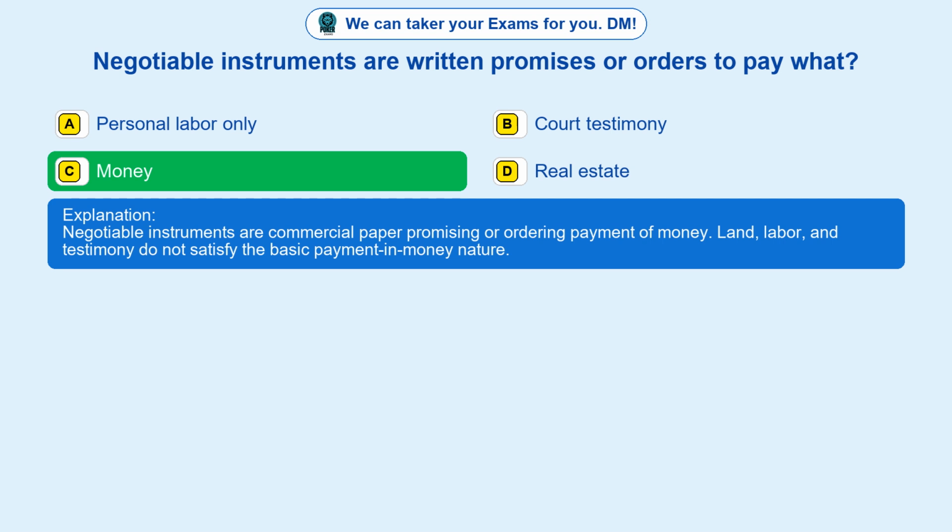Negotiable instruments are commercial paper promising or ordering payment of money. Land, labor, and testimony do not satisfy the basic payment in money nature.